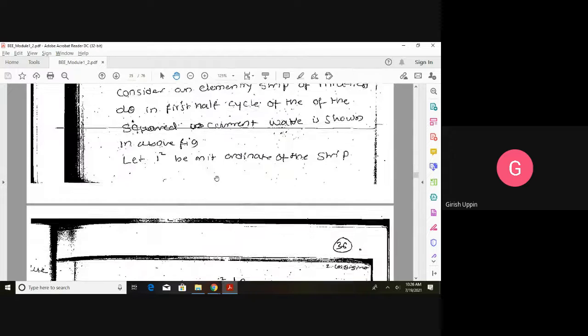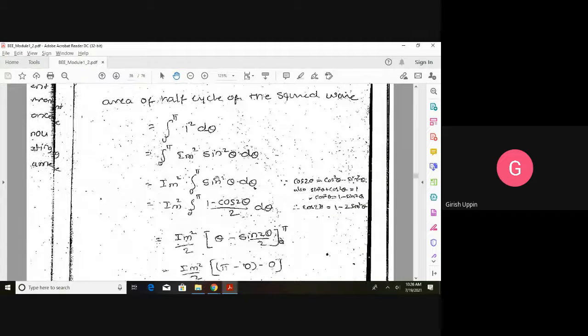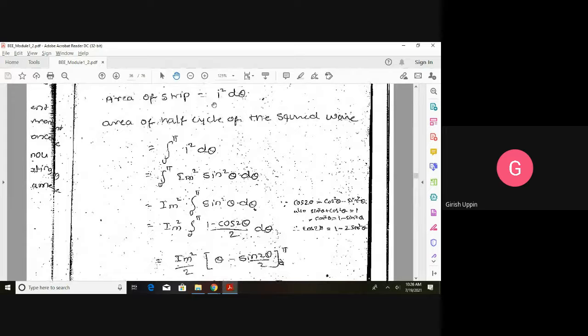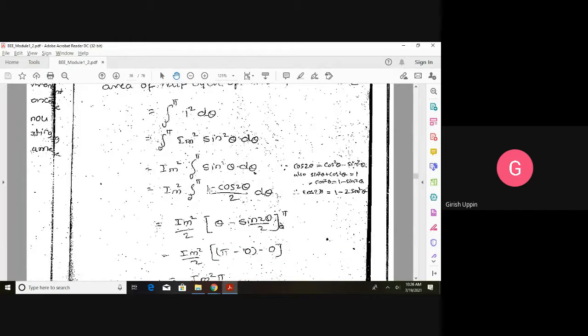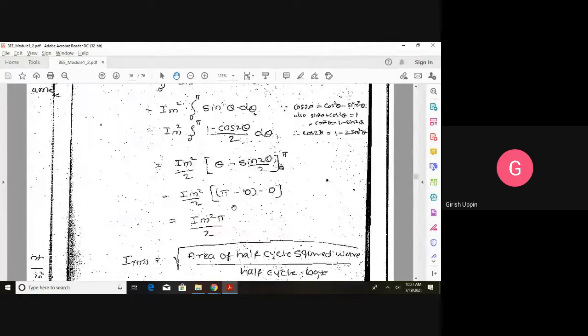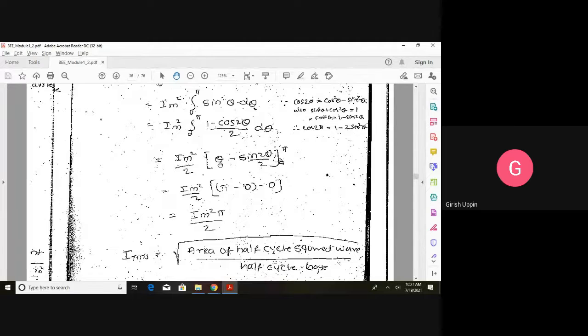To understand it, these are very simple derivations. The area of the half cycle of the squared waveform is the integration from 0 to pi of I square d theta, and I is Im sin theta. Substituting that, we get Im square sine square theta d theta. Im square is constant, so it comes out, and sine square theta can be represented as (1 minus cos 2 theta) divided by 2. Integrating, the integration of 1 is theta, and the integration of cos 2 theta is sine 2 theta divided by 2.